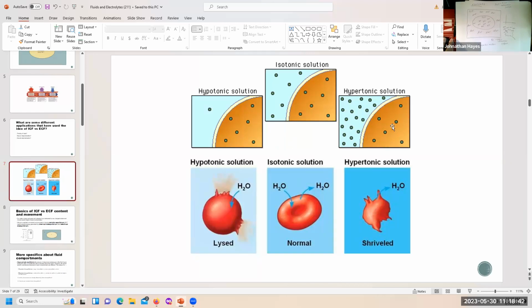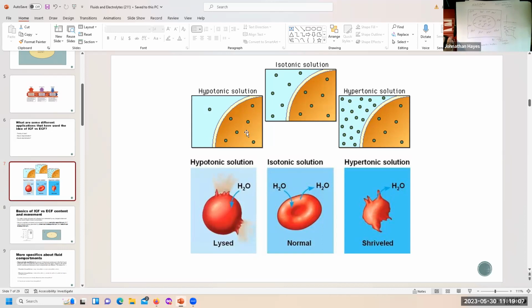Hypertonic solutions mean you have more solute in your ECF than in your ICF, or outside of the cell in the solution that the cell is bathed in versus inside of the cell. And since water loves solute, if you place a cell in a hypertonic solution, the cell will shrink, shrivel, or crenate and look like this, right?